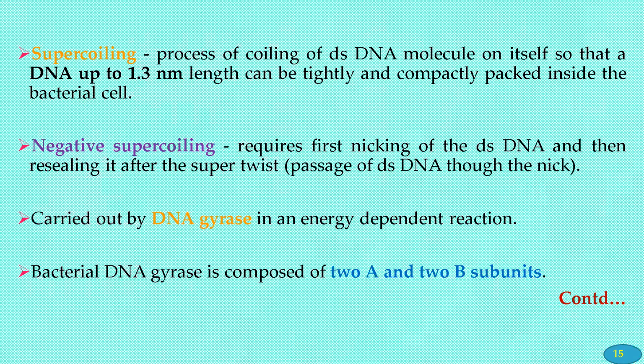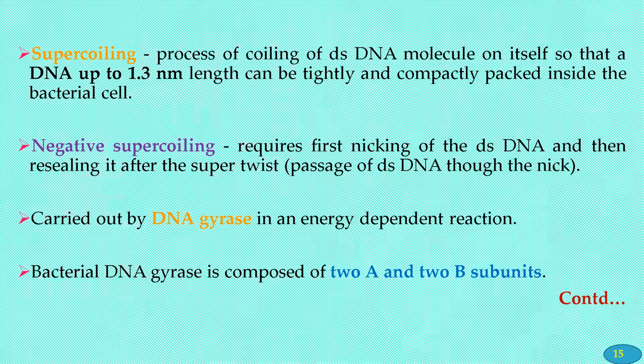Number one, the supercoiling, so that the DNA is fitted inside the bacterial cell in such a way that it is having the 1.3 nanometer length, so that it's fitted in. Whereas negative supercoiling means a nick is formed on the DNA, a cut mark, and it is resealed after the super twist. There are a lot of twists, and this process is carried out by DNA gyrase, and it's also an energy dependent mechanism.